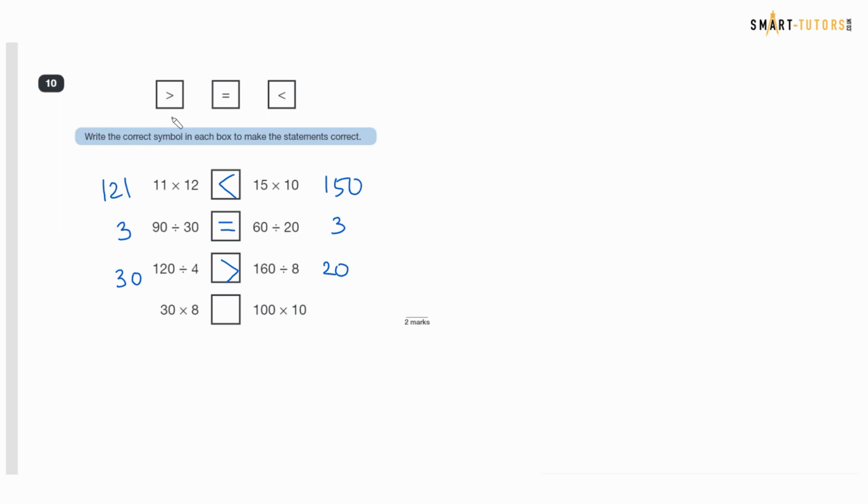And the last one is 30 times 8 and 100 times 10. 30 times 8 is 240 and 100 times 10 is 1000. So you need to put the greater than sign towards 100 times 10 because it is bigger. Well done. That is a correct explanation for question number 10.